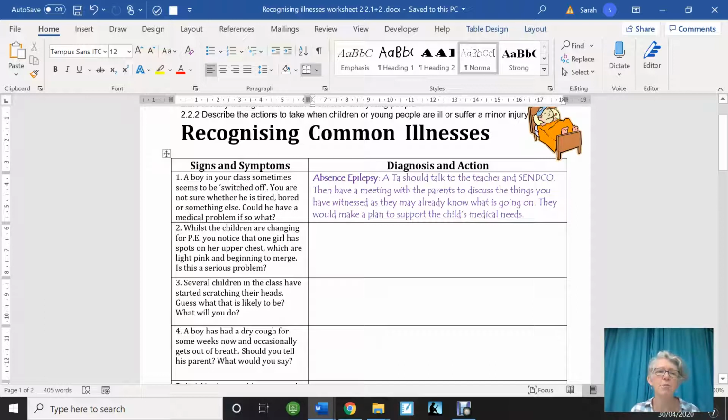A boy in your class sometimes seems to be switched off. You are not sure whether he is tired, bored, or something else. Could he have a medical problem? If so, what? And I have done the answer for you. I think he's got absence epilepsy. And I'm going to say a TA should talk to the teacher and the SENCO. Then they would have a meeting with the parents to discuss the things you've witnessed, and the parents might already know what's going on. They would make a plan with the school to support the child's medical needs. So we've said the diagnosis, what we think it is, and what action should be taken.